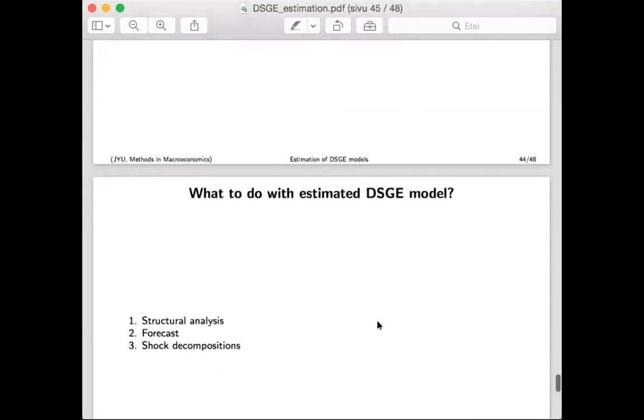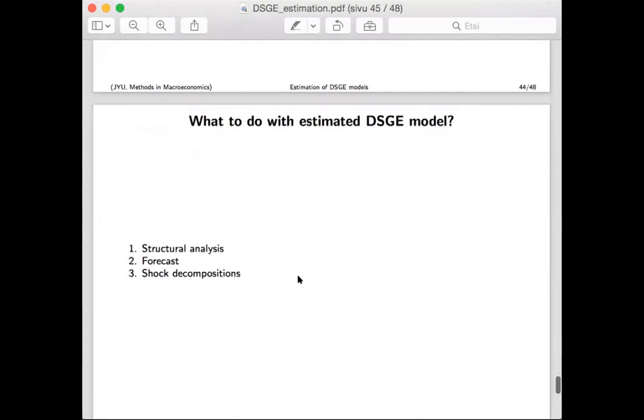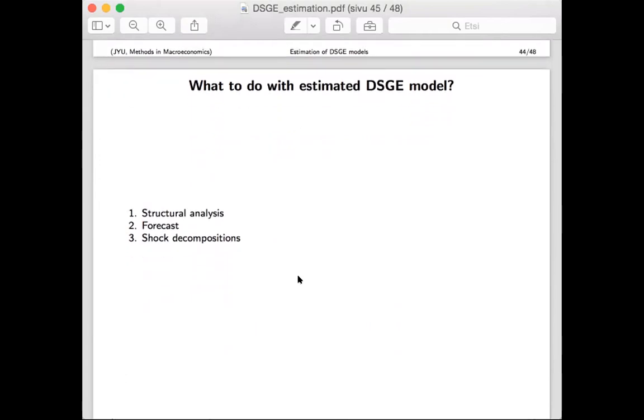What can one do with an estimated DSGE model? Well, structural analysis, which means basically impulse response analysis. Then one can think that if it's well estimated, then it represents the real economy reasonably well, and then the analysis is trustworthy.